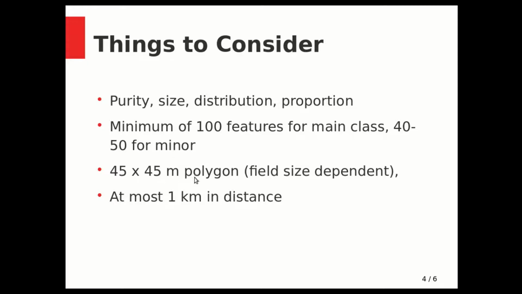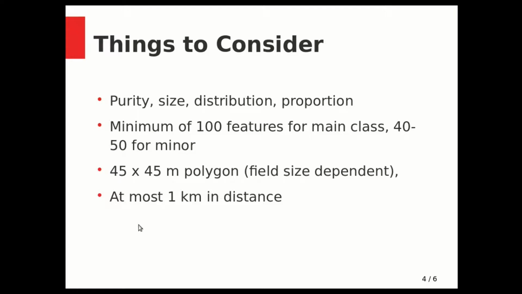When we think about the size, 45 by 45 meter is at least recommended, but as I have told you, this is field size dependent, since there are land cover features that are quite small compared to others. For example, cassava and grassland sometimes don't reach this 45 by 45 meter polygon size. In terms of purity, again, purity is somewhat connected to the initial land cover proportion that you are referring to for a certain place.